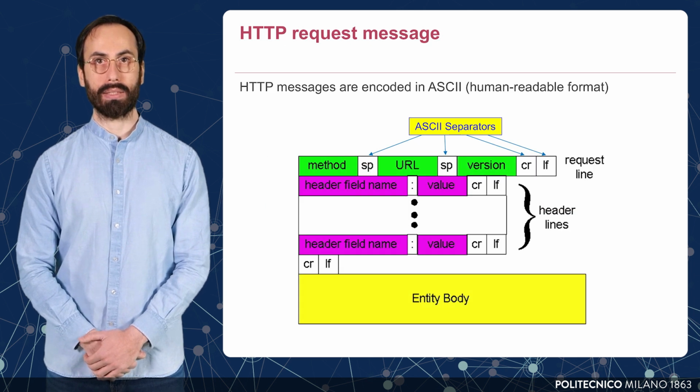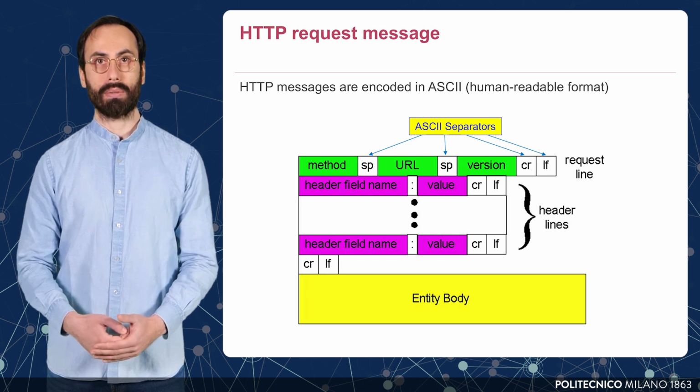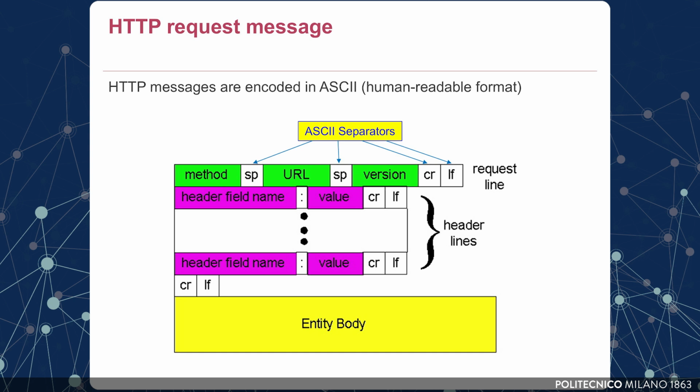This diagram illustrates the structure of an HTTP request message, which is organized into distinct sections to communicate information from a client to a server. The first component is the request line, which contains 3 elements: the method, the URL, and the version of HTTP being used. The method specifies the action the client intends to perform, such as GET, POST, or DELETE. The URL indicates the specific resource the client is requesting, while the HTTP version, such as HTTP version 1.1, specifies the protocol version. These elements are separated by spaces and terminated with a carriage return and line feed.